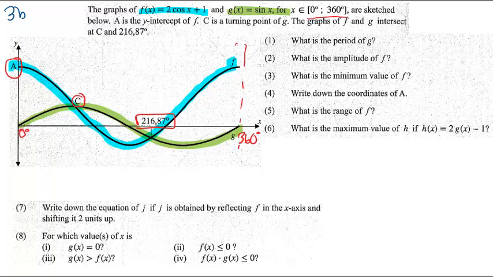Question number 1. What is the period of G? The G of x is sine of x, normal sine of x, and we've got the period from start to start is 360 degrees. What is the amplitude of F?